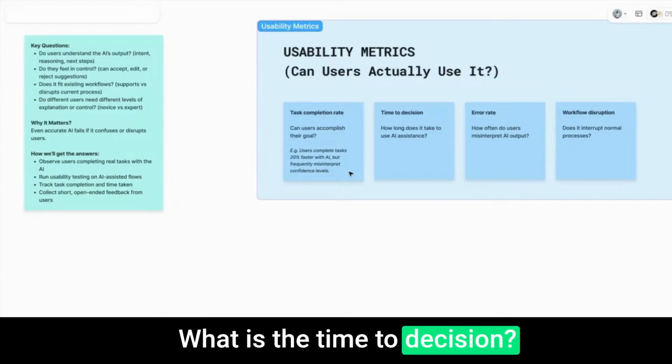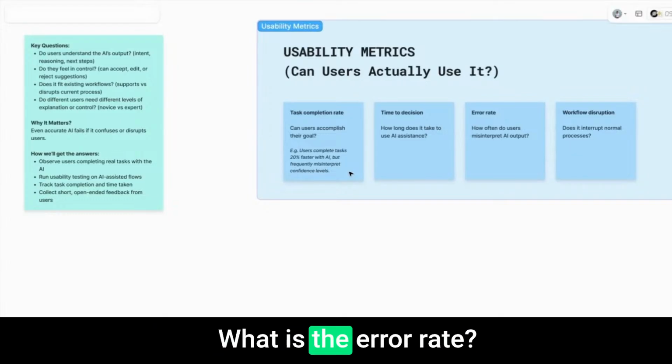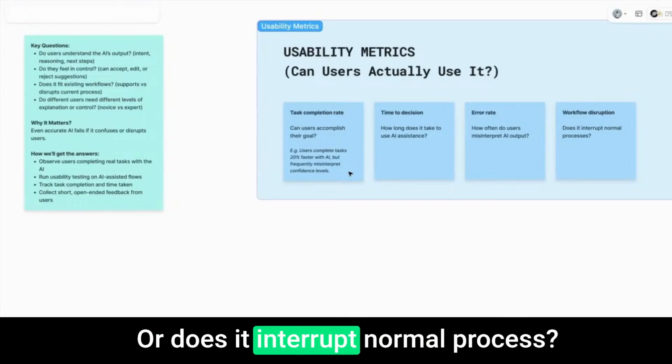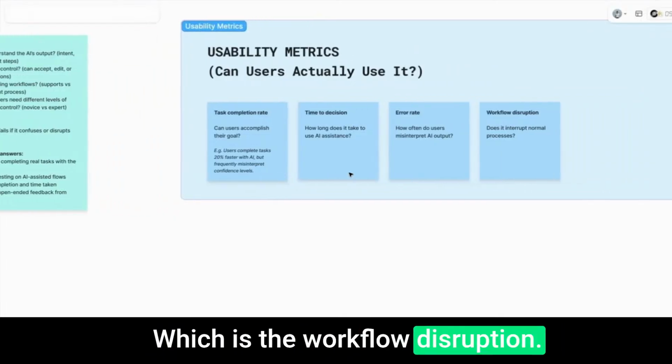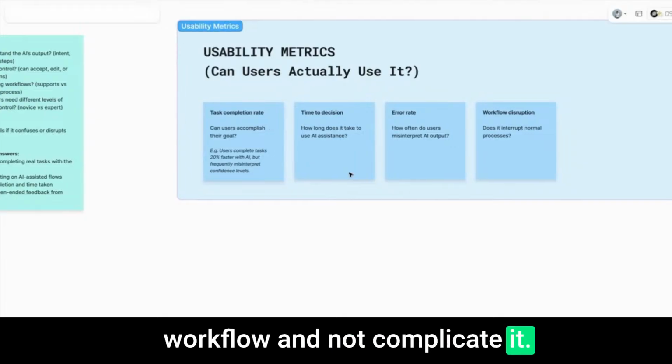What is the time to decision? How long does it take to use AI assistance? What is the error rate, or does it interrupt normal process, which is the workflow disruption? Because AI should support the workflow and not complicate it.